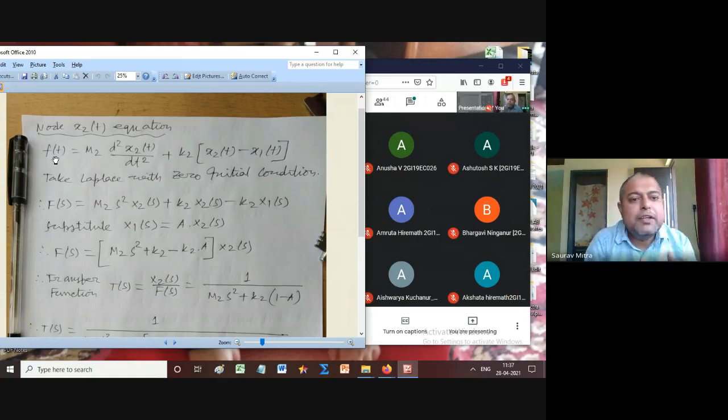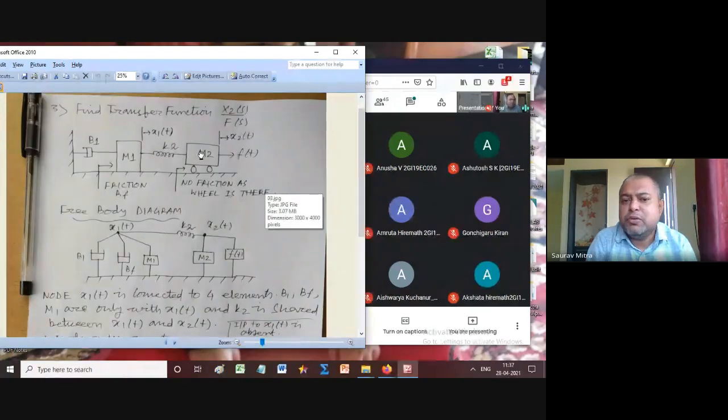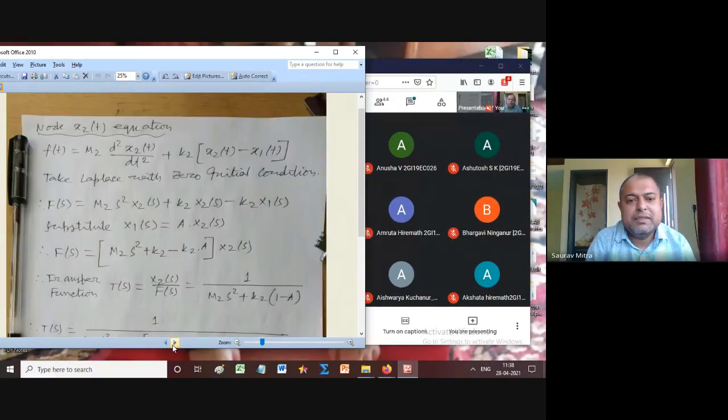So Ft is equal to M2 d2x2/dt2. Now this Ft is connected to M2, and M2 has displacement of X2. And K2 is also related to this X2. But not only that, K2 is related to X2 as well as X1. So this is the trick. Things are very easy. Only one equation you have to understand: Ft is equal to M2 d2x2/dt2 plus K2 into (X2 minus X1).